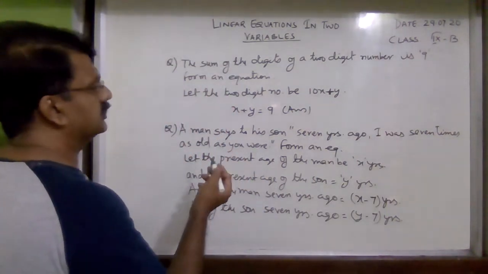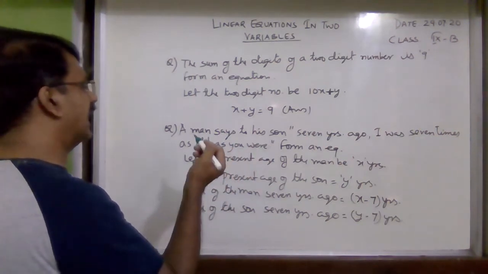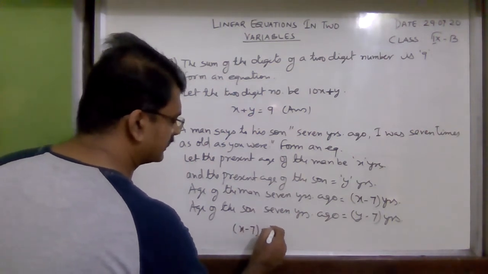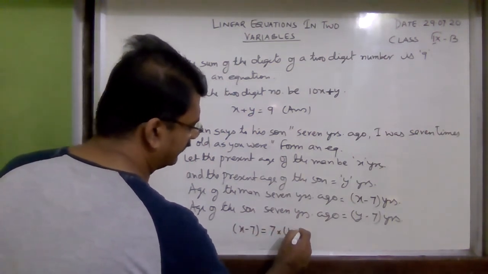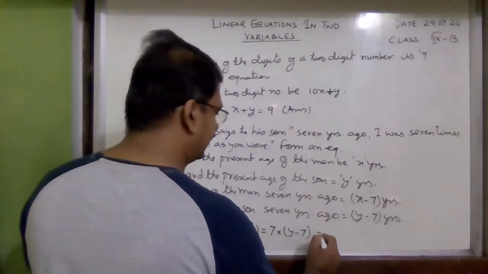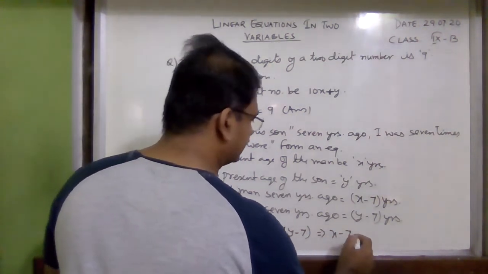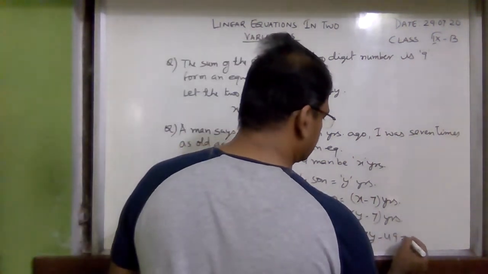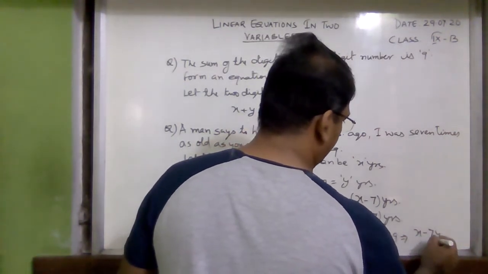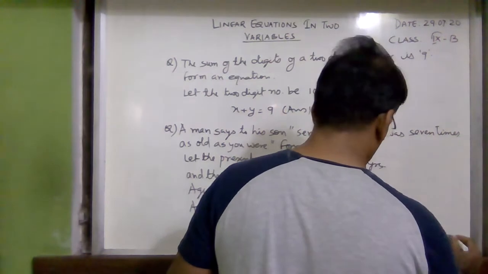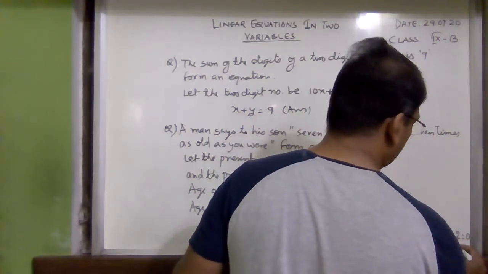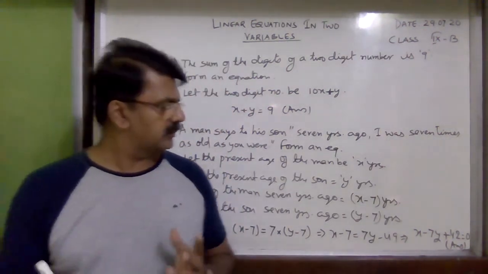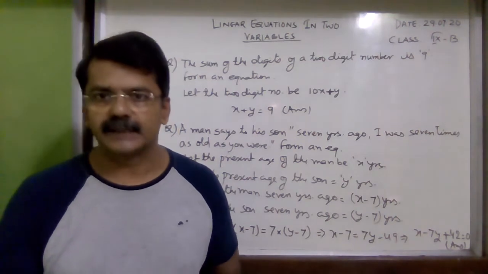Now, according to the question, the father is saying I was 7 times, means x minus 7 is equal to 7 times y minus 7. If you open the bracket, it will be x minus 7 is equal to 7y minus 49, and if you rearrange the terms, it becomes x minus 7y plus 42 is equal to 0, and that is your answer. Clear?